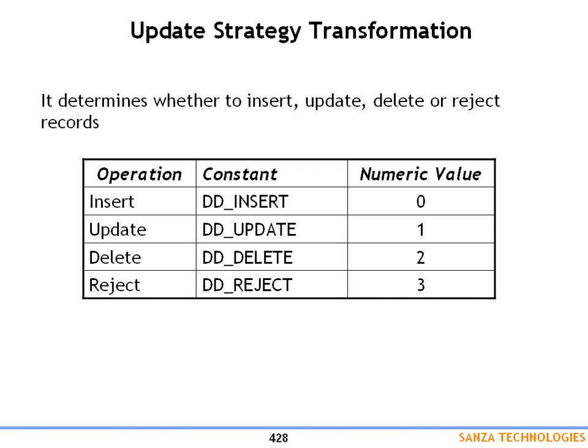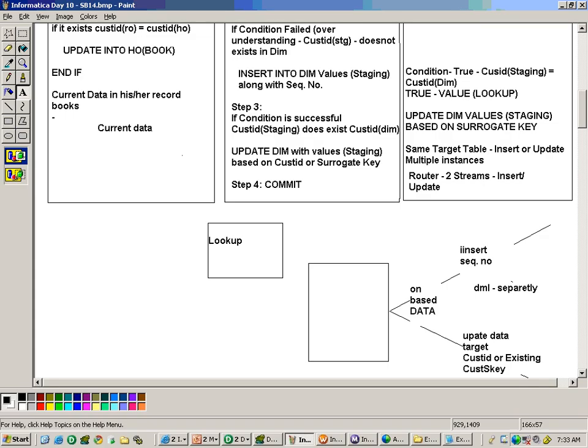Internally it will mark the record as insert. At runtime it will fire the insert statement. If you specify DD_UPDATE, it will go and fire an update statement onto the target table. If you say DD_DELETE, it will fire a delete statement. It will mark it as a delete, so on the target table the record will be deleted. Reject means it will reject the data. You don't need to write the syntax, you just need to specify this. So internally it will write an insert or update or delete.